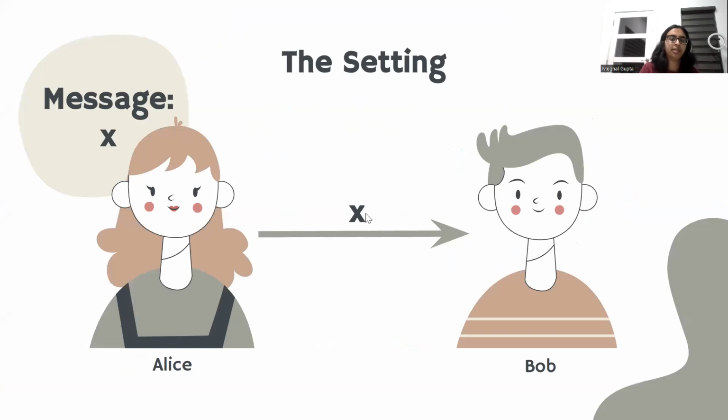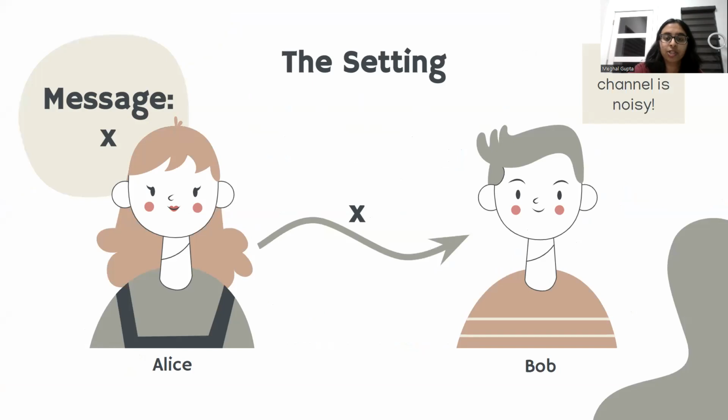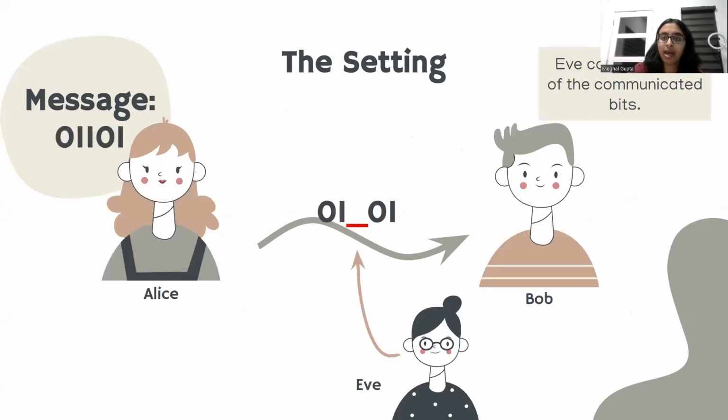So let me begin with the setting that motivates the question we're trying to answer here. We have a party, Alice, the sender, who's trying to send a message X to Bob. However, the problem is that the channel is noisy. What do I mean by that? I mean that there's an adversary, Eve, who is allowed to corrupt some of the communication between Alice and Bob. Specifically, Eve is allowed to erase some of the bits that Alice sends to Bob by replacing them with a blank symbol.